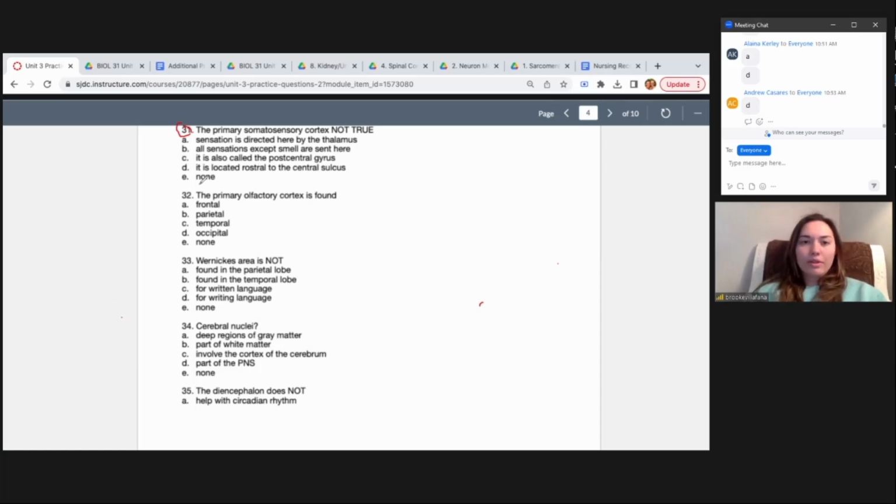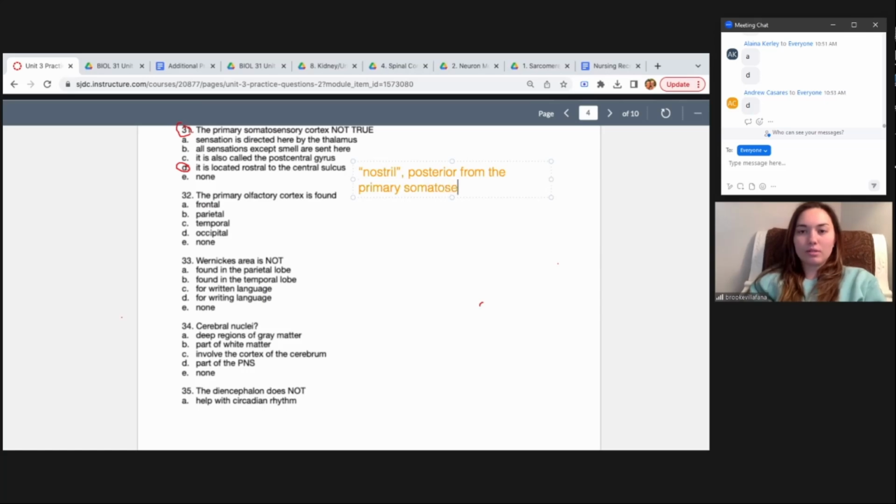Okay, so we know that the answer here would be D. So it is not located rostral. Remember, you can think rostral is nostril. So it's not rostral or nostril, closer to the nostrils, related to the central sulcus. It would be posterior from the primary somatosensory cortex. Does that make sense? So the answer there is D. Question 32, the primary olfactory cortex is found where?